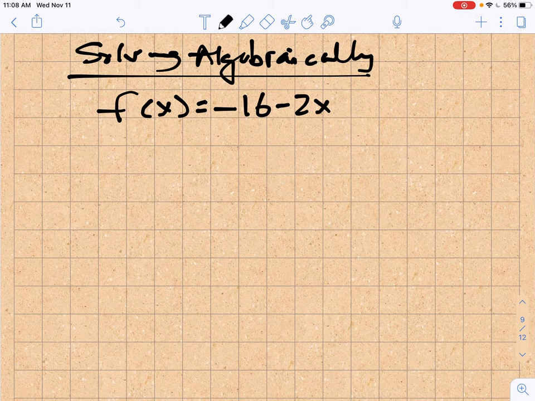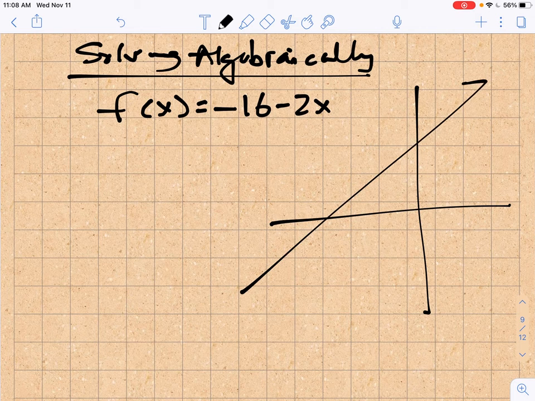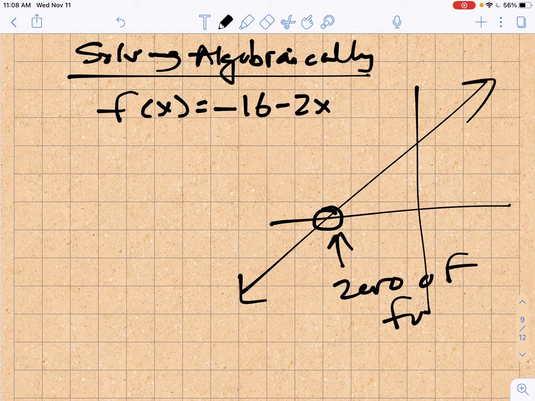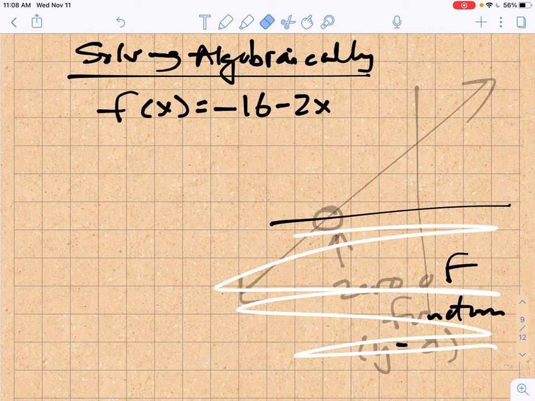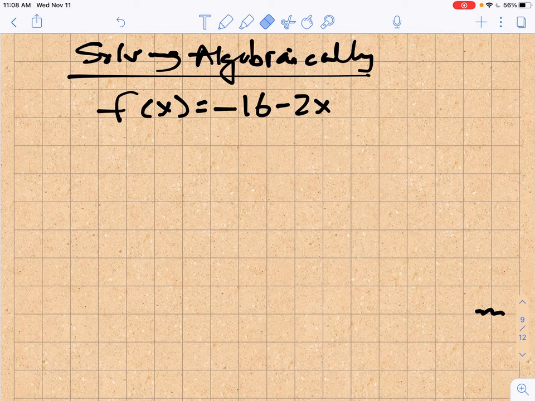When you solve these algebraically, basically all you're doing is making the recognition that wherever this thing crosses the axis, that's the zero of your function. So we know that at that point, y is equal to 0. We're going to use that information to solve this equation. And all we have to do is get rid of one variable.